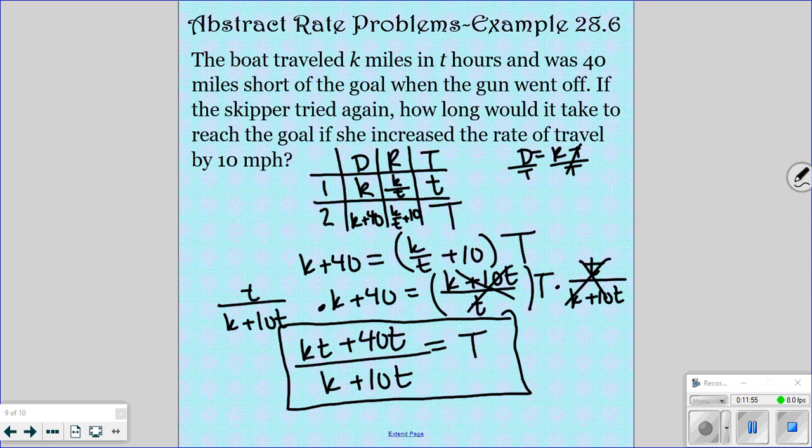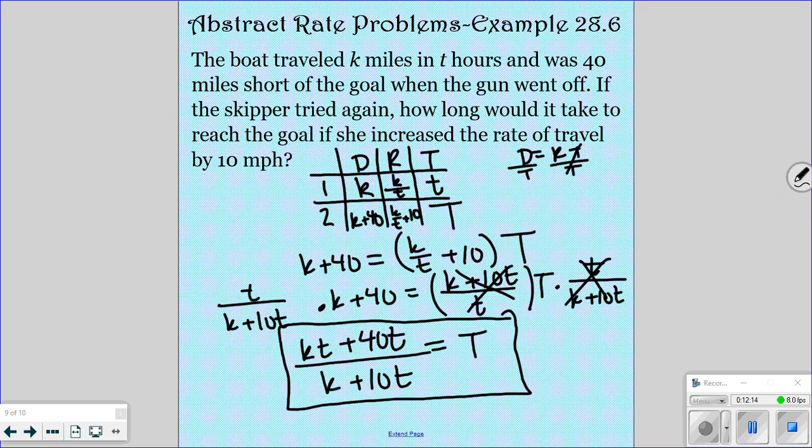So again, it's a random looking answer. That's why it's called abstract rate. But hopefully that helps you a little bit with working through those. You may want to go back and rewatch the video for these. These types of problems tend to be a little harder for people to understand.